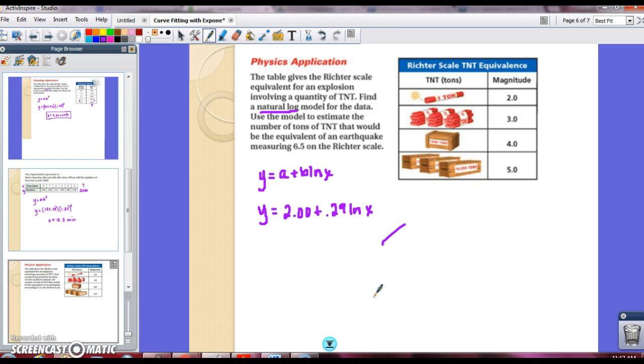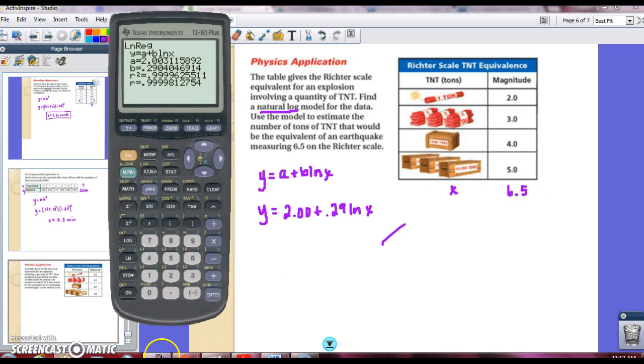Okay, now again, remember these are our x values and these are our y values, and they want us to figure out how much TNT we need to get 6.5 on our Richter scale. So to get a y value of 6.5, what is the x? Okay, again, to do that, let's go back to y equals, and y2, I'm going to put in 6.5. Again, pause the video and enter stuff in your calculator if you need to.